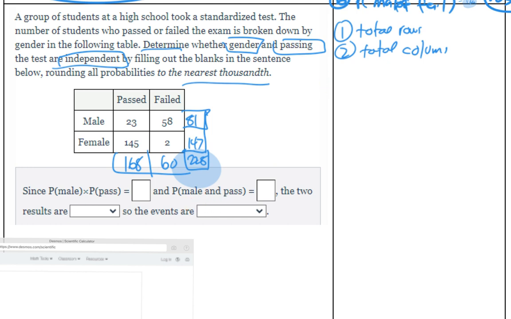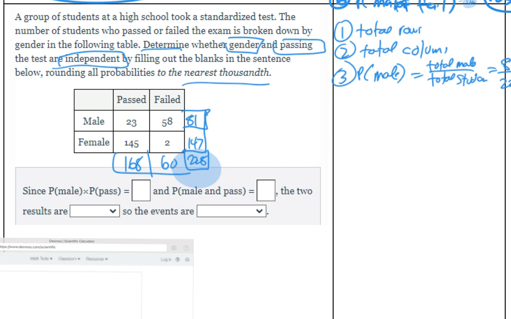All right, so the first thing we said, number 3, we need to find the probability of being male. So the probability of being male is the total male over total students, right? So that means it's going to be equal to total male. Total male is our 81. Our total students that we talked about is going to be this number right over here, 228, right? 228 right there.